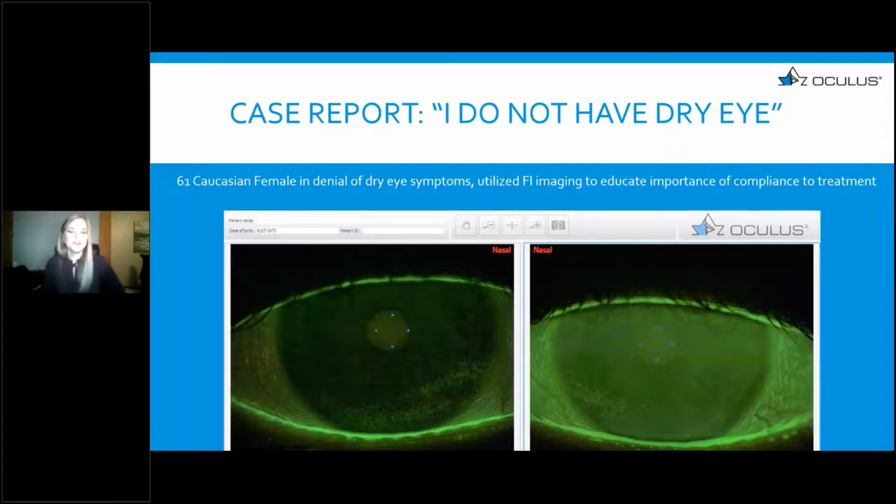The last case report I'm going to show you is something we all see, where we do a slit examination on our patient. Let's say they have a lot of SPK and they just insist, I don't have dry eye. My eyes are dry. I never use drops. I don't have a problem, right? When people do this, I just take an image of it, okay? This is actually one of my colleagues' images, so I have to give her a shout out that she took these wonderful photos on the keratograph.